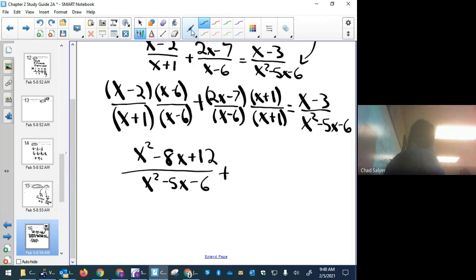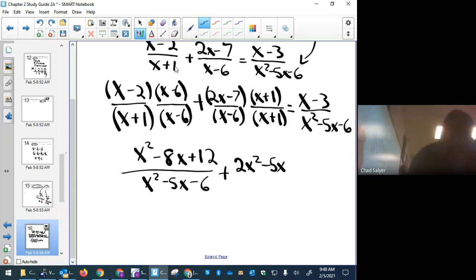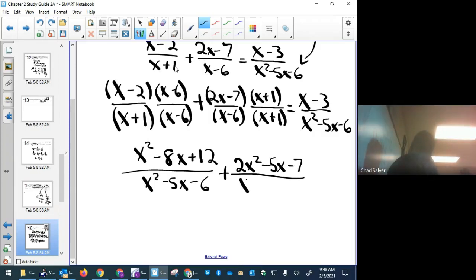Plus, over here, a little trickier. So I got 2x squared. 2x times x is 2x squared. And then minus 7x and plus 2x, which make minus 5x. And then minus 7 over x squared minus 5x minus 6 equals x minus 3 over x squared minus 5x minus 6.